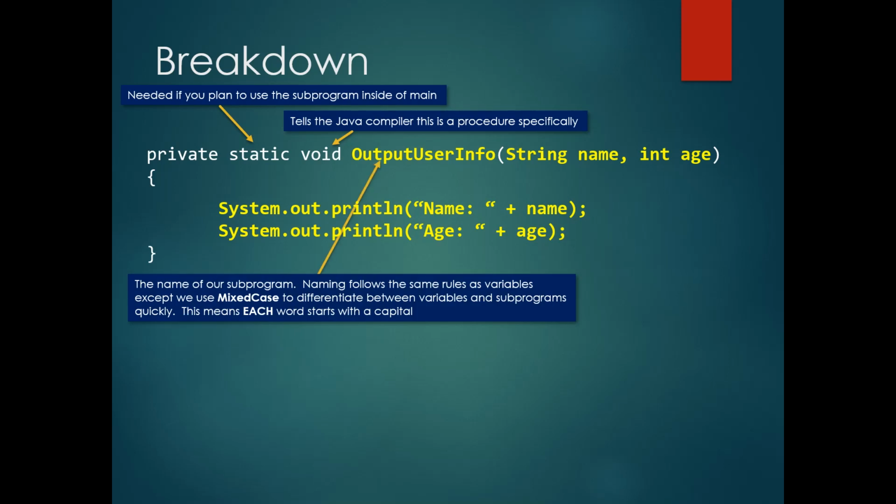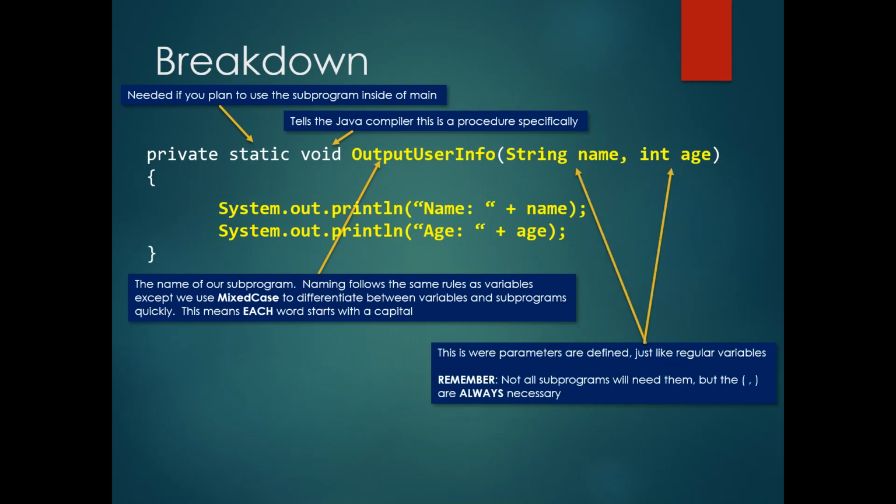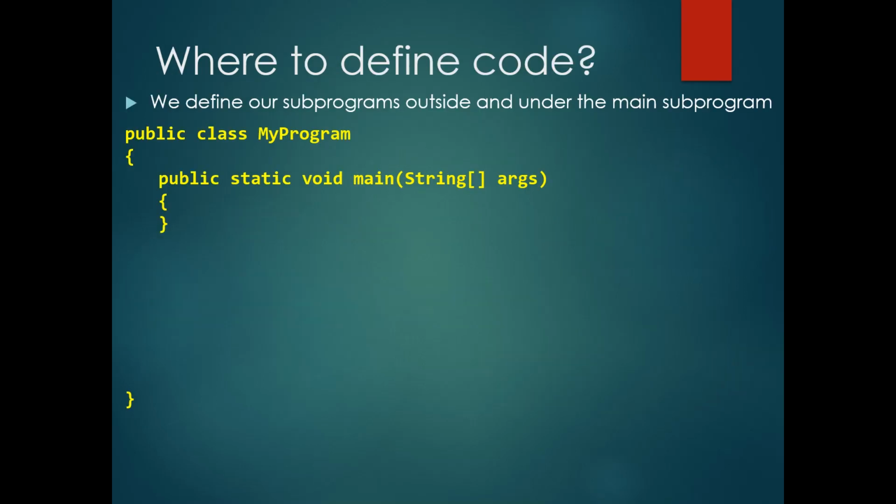And as I mentioned, it's in mixed case. It needs to be descriptive of its purpose. And then we have our parameters on the outside. Again, you could have some, you could have none, you could have many. And then we have our code on the inside. And this is obviously the meat of everything. So everything in this code is just going to flow from top to bottom.